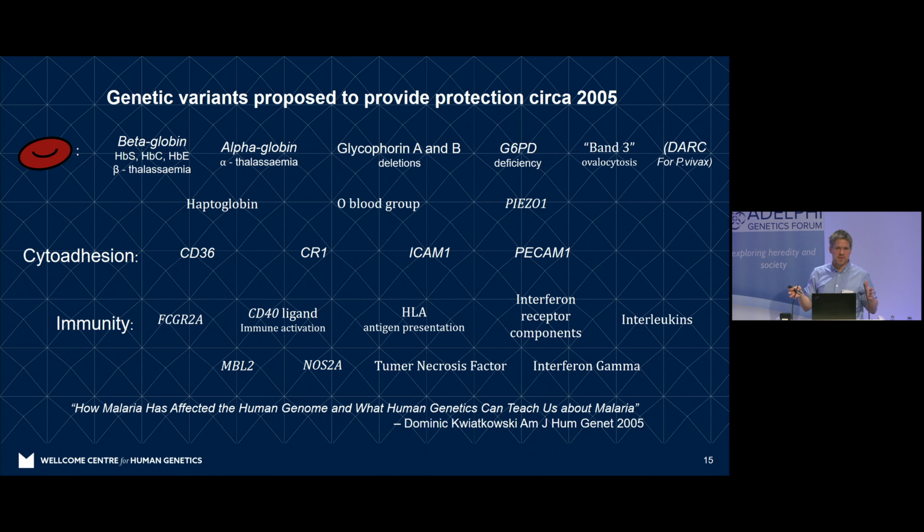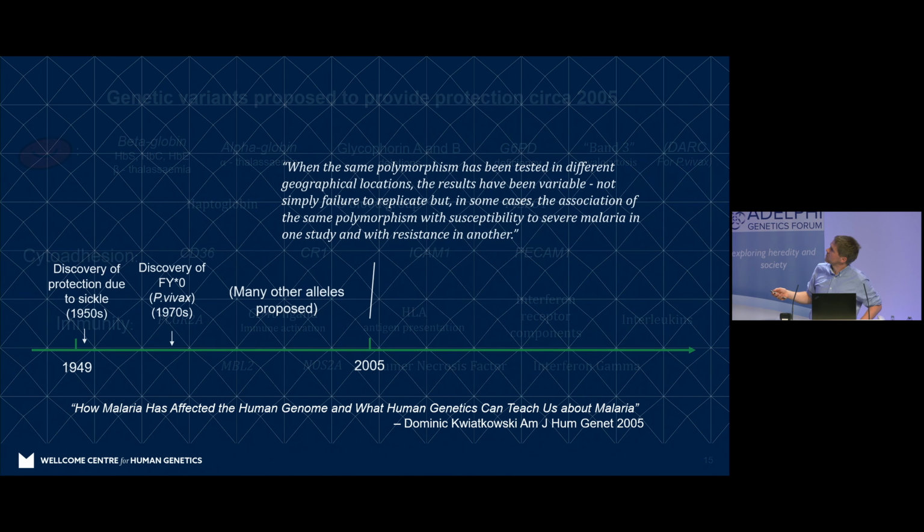But the real picture from these is actually pretty unclear, and so Dominic summed that up in his paper in this way. So here's the sentence about that. When the same polymorphism has been tested in different geographical locations, the results have been variable, not simply failure to replicate, but in some cases the association would go in different ways in different study populations it was tested in. Right, so to summarize that, it clearly is a bit difficult.